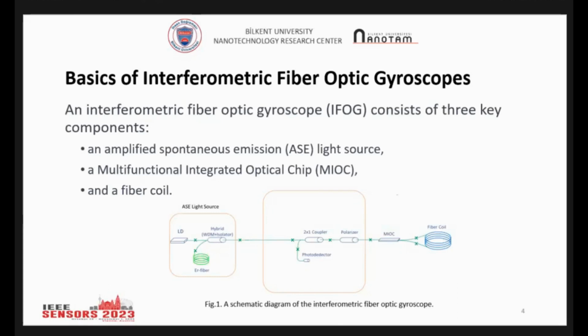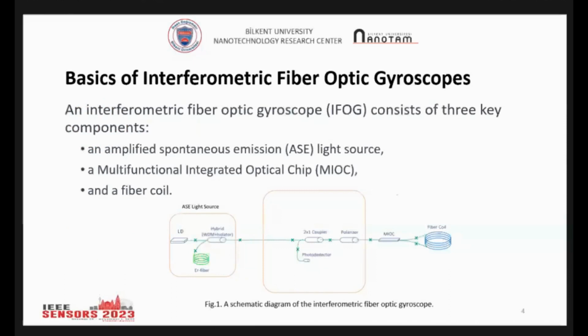The fiber coil is so important because the sensing element of the fiber optic gyroscope is the fiber coil. Also, these interferometric fiber optic gyroscopes are classified according to the length of the fiber coil. When the fiber coil's length gets higher and higher, you get better sensitivity and accuracy.